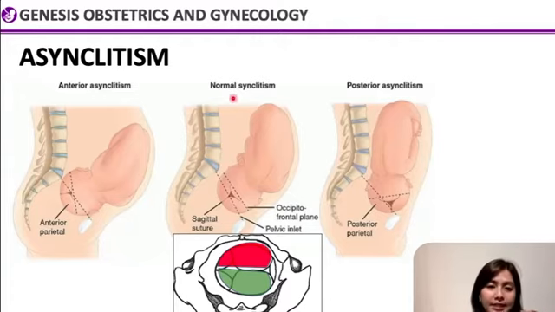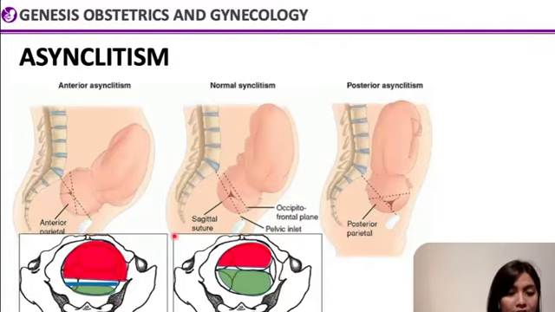Why? The normal situation is, ideally, the sagittal suture is in the middle between your symphysis pubis and your sacrum. It's not always in the middle, but more or less, that's how it can negotiate the pelvis when the asynclitism is not marked. What does asynclitism mean? Asynclitism means you have lateral deflection either towards the sacrum or towards the symphysis pubis.